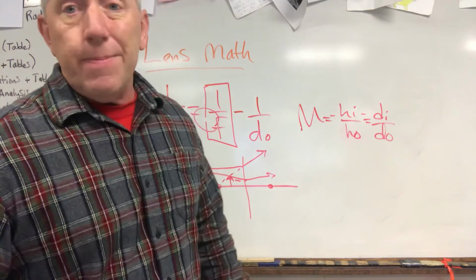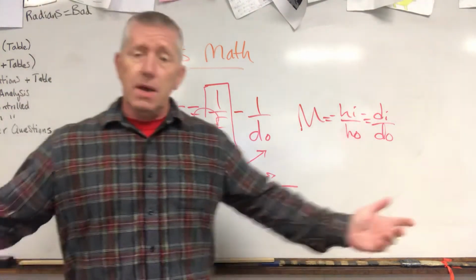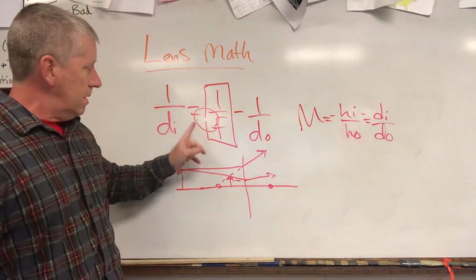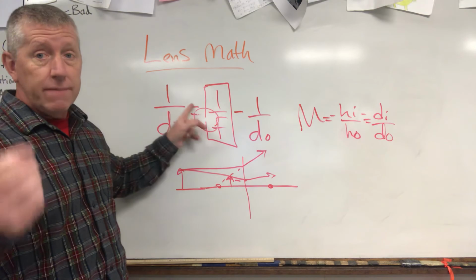That's basically it. The rest of the math is done the same way, same equation. So just be careful of that one little trip up. That negative, remember that negative if you have a diverging mirror or a diverging lens.